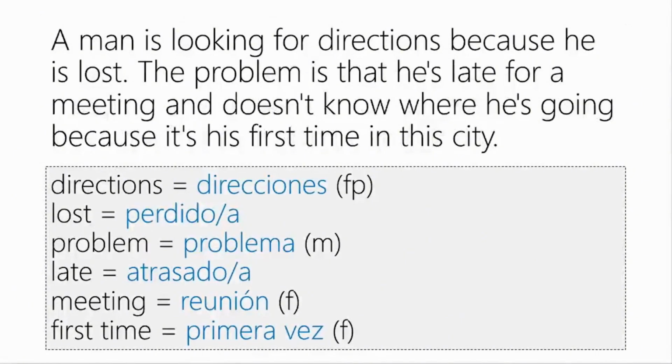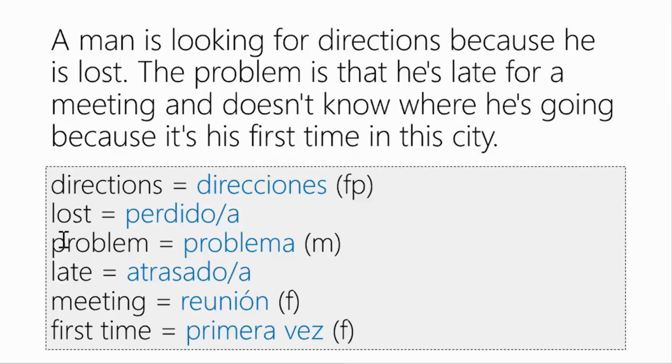So our vocabulary then, we have directions would be direcciones. La dirección would be the direction. Las direcciones would be the direction, so plural. Then we have the word for lost. It can be either perdido or perdida, depending on who you're referring to, masculine or feminine.